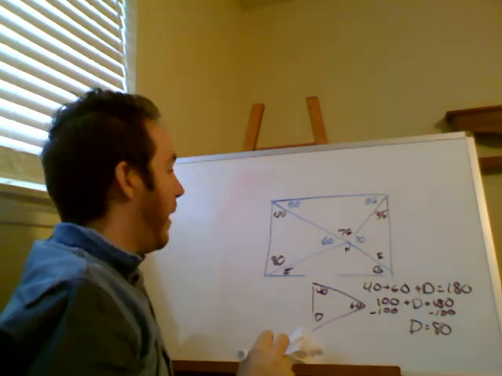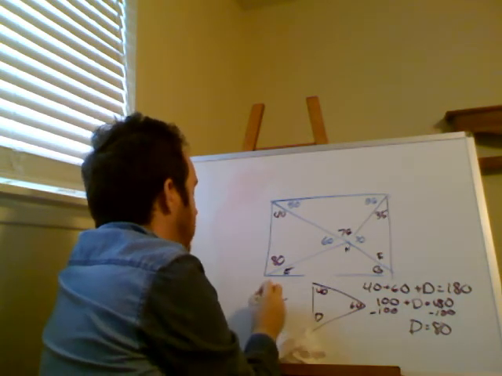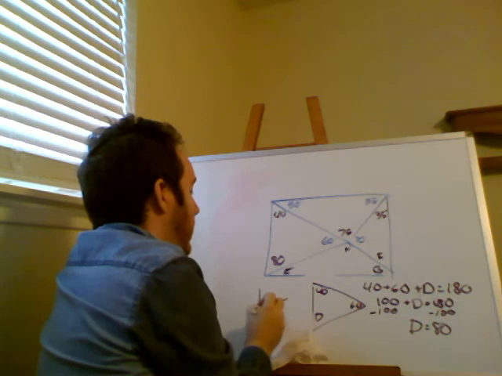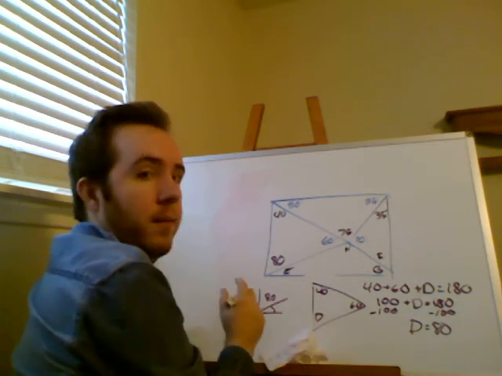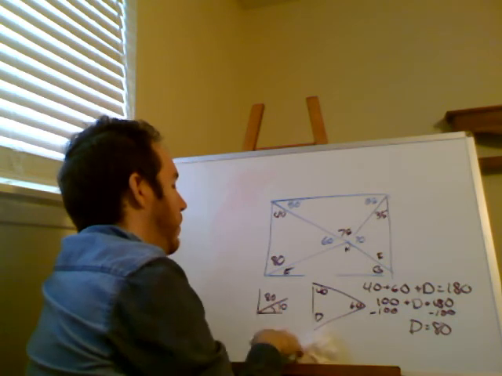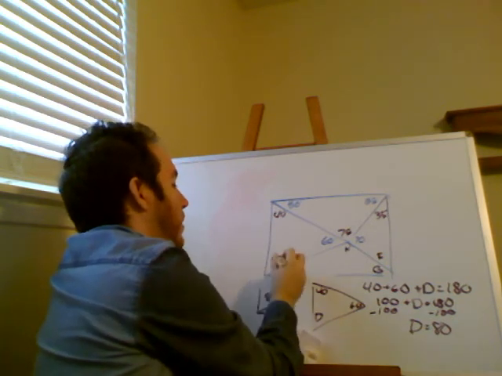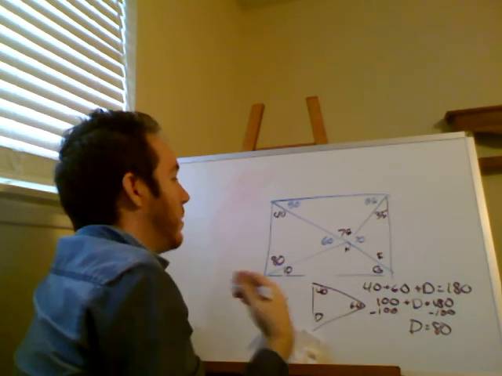So now we can find E. Because we have a right angle, and part of it is 80. So what can we add to 80 to get to 90? That's right, 10. And so 80 and 10 is 90, therefore E is 10. So it's all coming together.